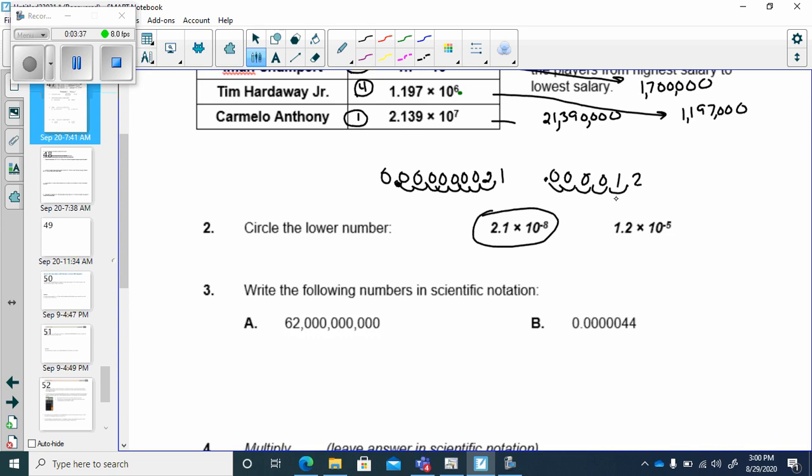Okay, I'm going to write these out. I've got 4 zeros behind that thing. 1, 2, 3, 4 zeros there. Okay, it's obvious that this one here is a smaller number because it's got a lot more zeros in front of it, right?